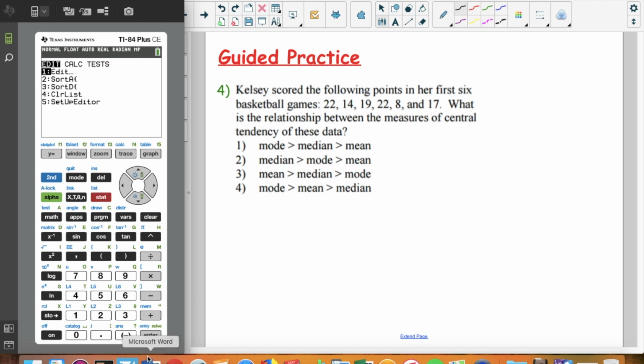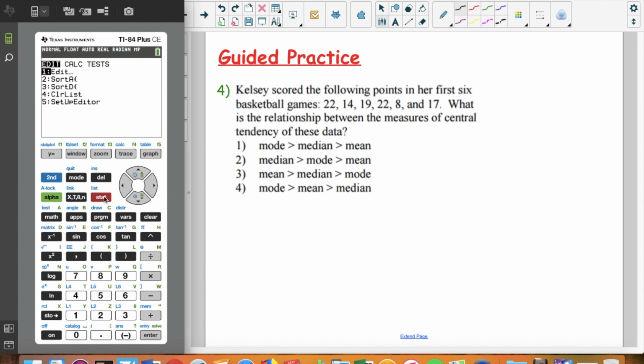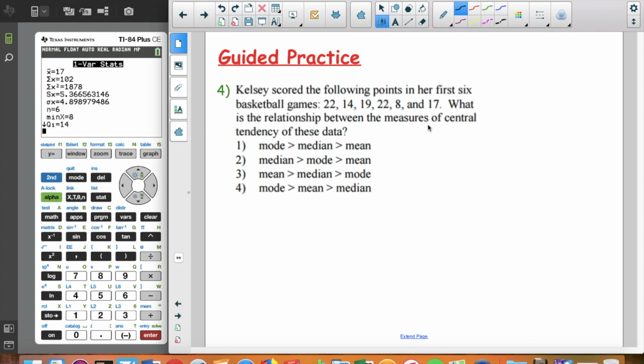So again, we go to Stat, go to Edit. Now you should have numbers in here. To get rid of them, scroll up to L1, press Clear, not Delete. You will delete the whole column and mess up the calculator. So press Clear, then press the down arrow and type in your values. So 22, enter, 14, enter, 19, 22, 8, and 17. Okay, so to get back to that list, you go to Stat, go to Calc, press Enter, enter until you get to Calculate.